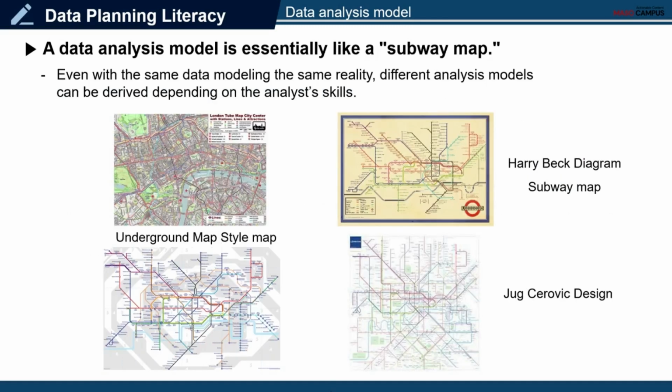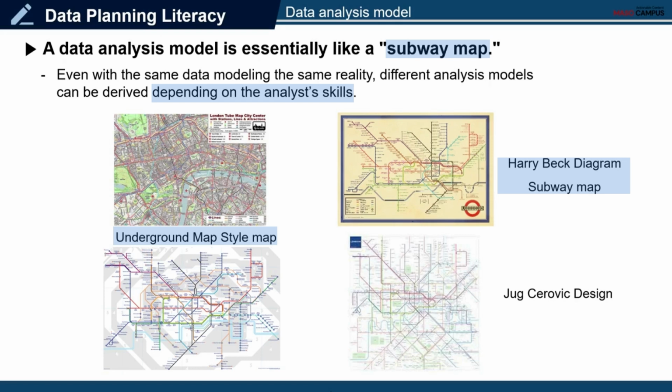You can think of a data analysis model as a subway map. There are various real-world terrains where subways are installed. Depending on the designer, the subway map can be represented in different styles, like the underground map style, Harry Beck style, or Google's redesigned map style. The same data modeling the same reality can lead to different analysis models based on the analyst's skill and capability. Different models yield different analytical perspectives.